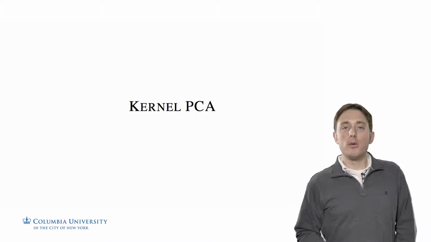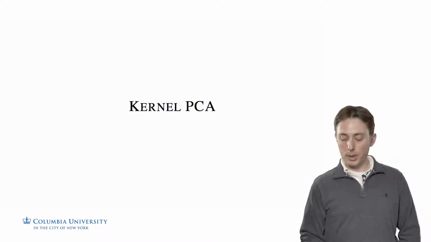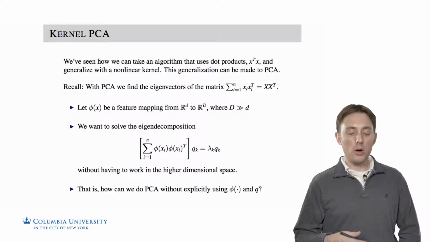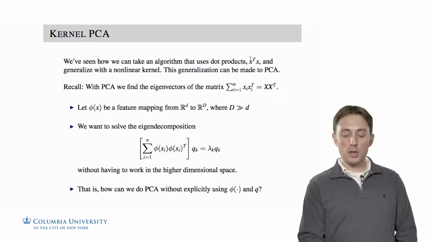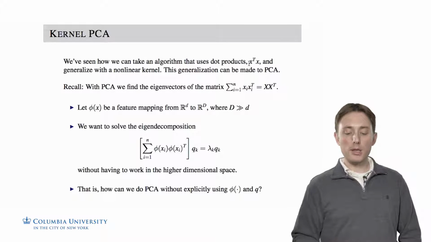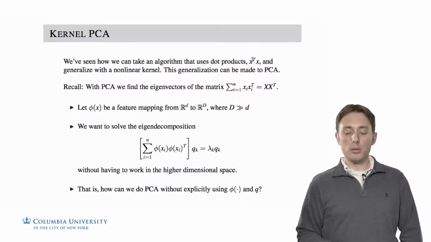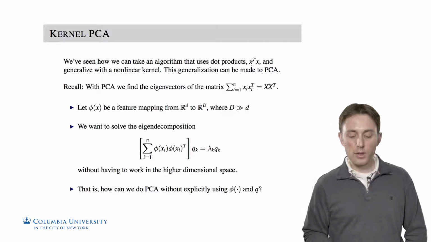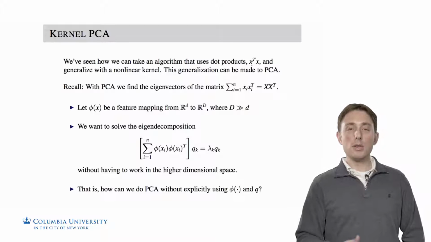In the final part of the lecture, I want to discuss another extension of PCA to kernels. This is a technique called kernel PCA. We've seen that when we have an algorithm that is represented purely in terms of the dot products of our data points, then we can generalize the algorithm by replacing the dot products with a kernel. This same exact generalization can be made with PCA. So let's see how that's done.